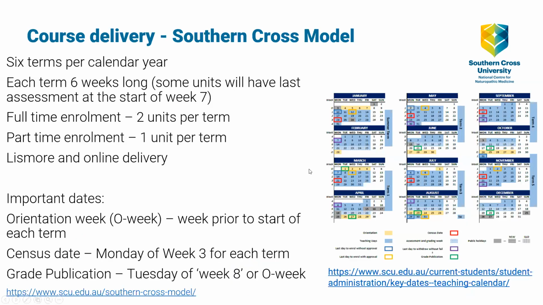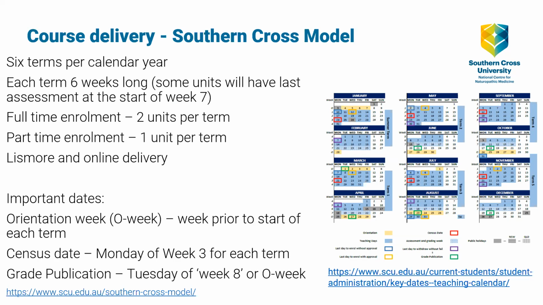Before I tell you how the Master of Integrative Medicine is delivered, I wanted to take a moment to briefly explain the Southern Cross model. Southern Cross delivers its curriculum across 6 terms per calendar year, instead of 2 or 3 semesters at other universities. Each term is 6 weeks long, as opposed to the 12 to 13 weeks a typical semester would have. Because of this intensive delivery, full-time enrollment is a maximum of 2 units per term, and part-time enrollment is 1 unit per term. Curriculum is delivered both on campus, at Lismore, Gold Coast, and Coffs Harbour, and online.